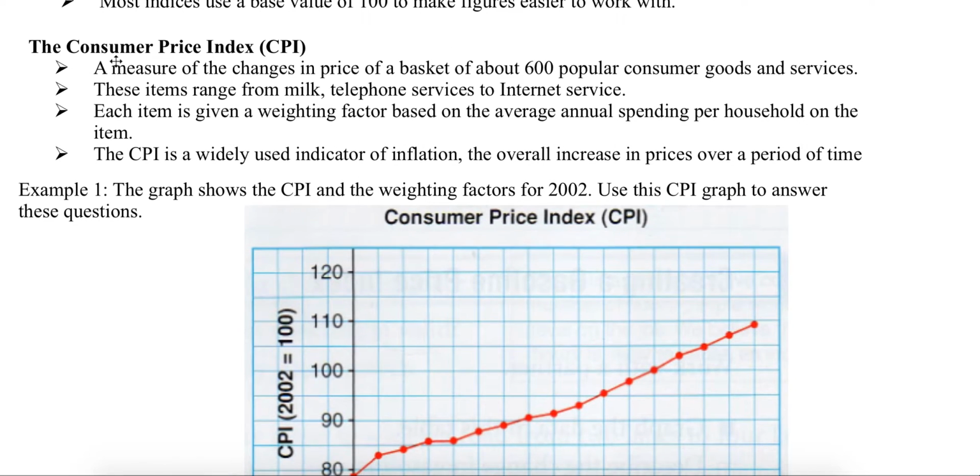Now the Consumer Price Index. This is very popular because it talks about consumer goods and services. So it's a measure of things from milk to telephone services to internet, and pretty much what the price is doing over a number of years. Now when we're looking at this, we're basing it around 100, 100 being 100%. Each item is given a weighting factor, and that kind of goes through what the CPI is here.